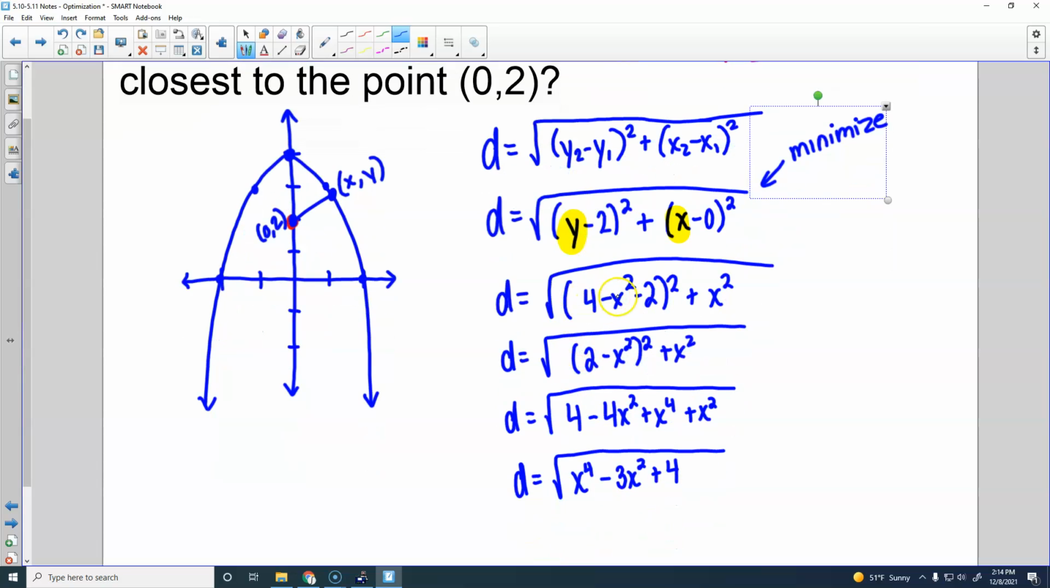Which I put right here for my y, right? But you also still have that minus 2. Yes. x to the 4th minus 3x squared plus 4.